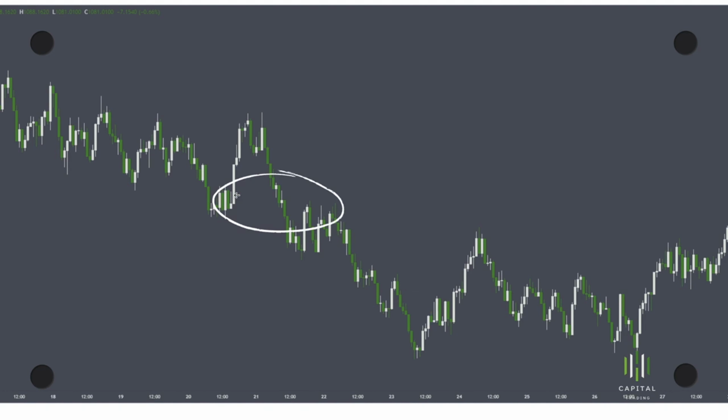When ICT describes this concept, he explains that this is when everyone who was long here and they are underwater here, what they do is they're going to take the market higher so that they reduce their losses on this candle or on this level here. That's why it's called the mitigation block. They are mitigating their losses from the marketplace.